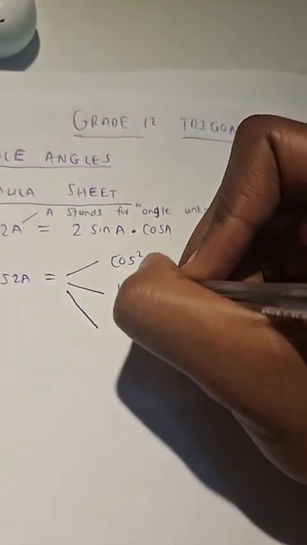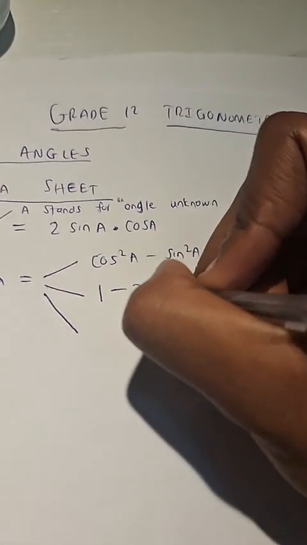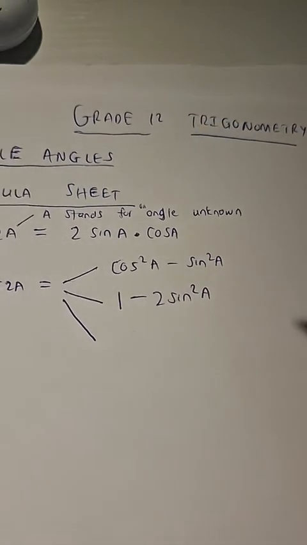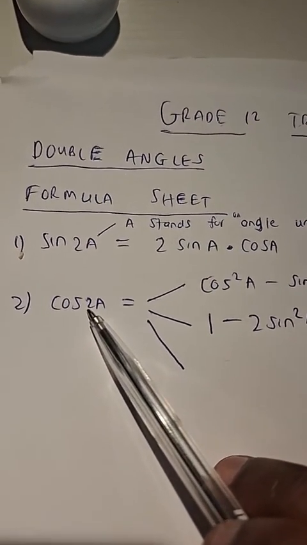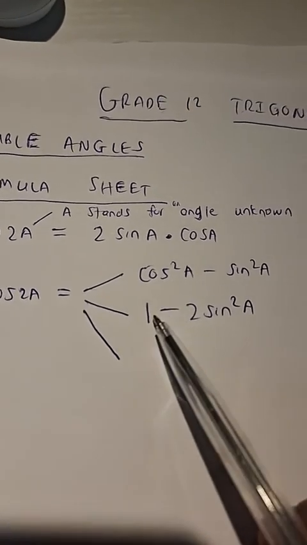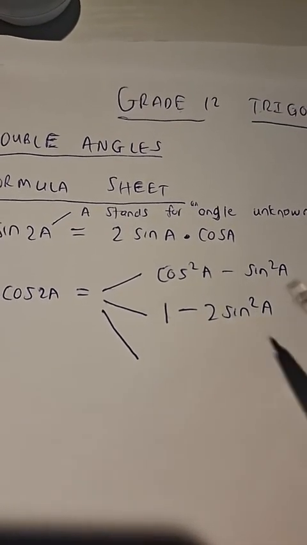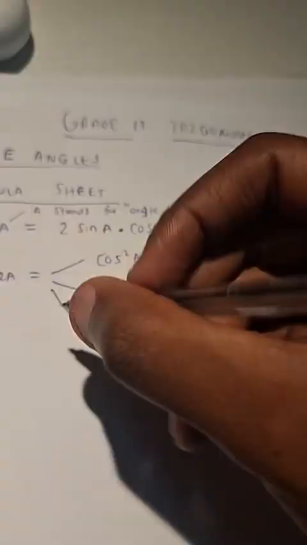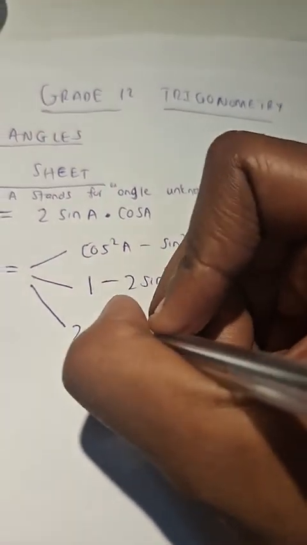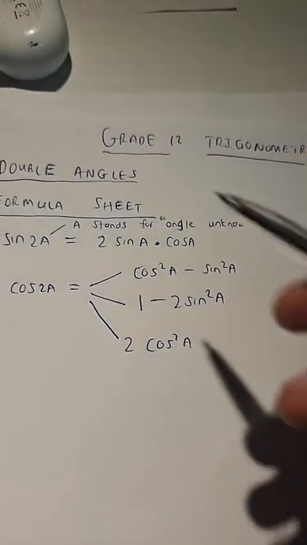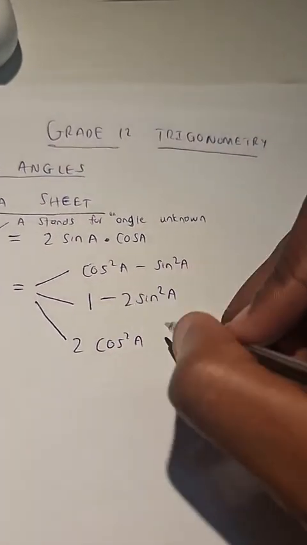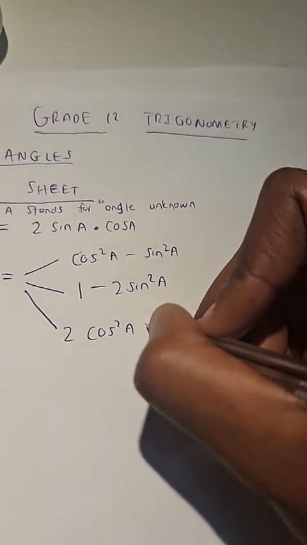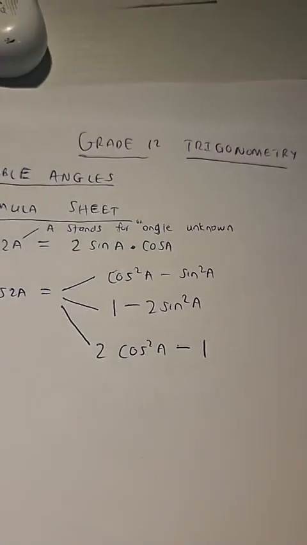Or alternatively, you can also express cos of the double angle A as 1 minus 2 sine squared A. Or alternatively, this one can also lead to 2 cos squared A minus 1.